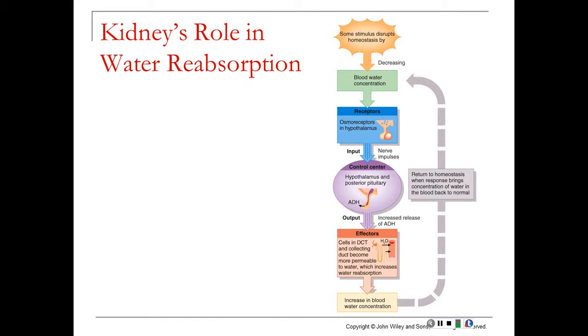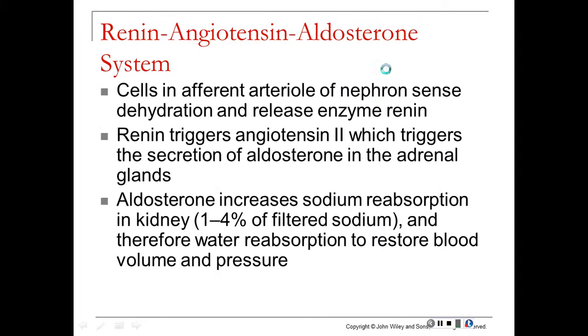So the kidneys' role in water reabsorption, you can see up here. There's some type of stimulus causing a decrease in blood water concentration. In other words, you have a low blood volume of water. So those osmoreceptors in the hypothalamus say, uh-oh, we need to up our water. So that's going to cause the release of ADH, causing the change in permeability in the distal convoluted tubule, as well as activating thirst centers, increasing our blood water concentrations, getting us back to homeostasis.